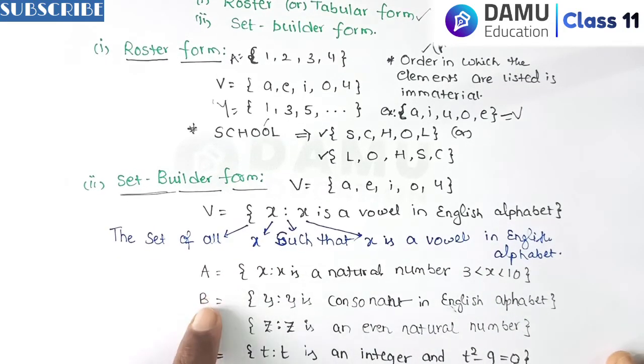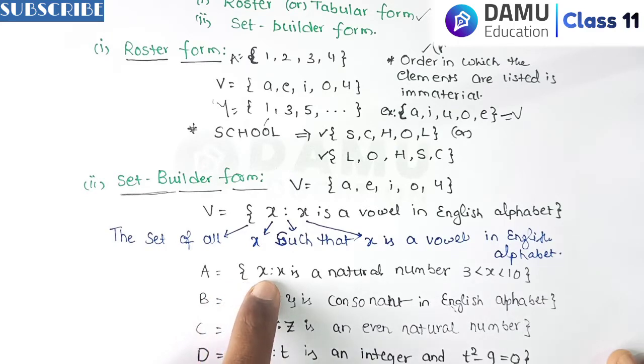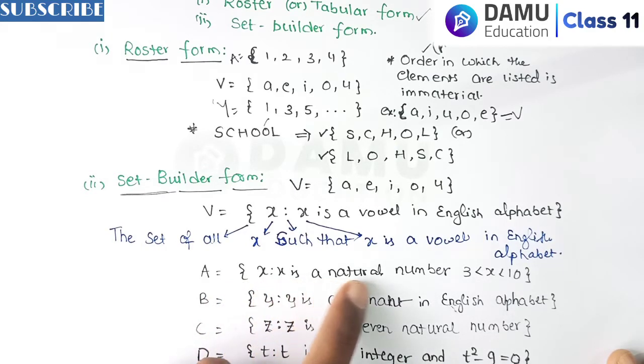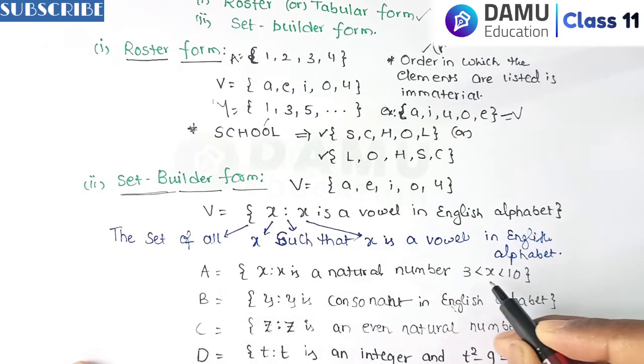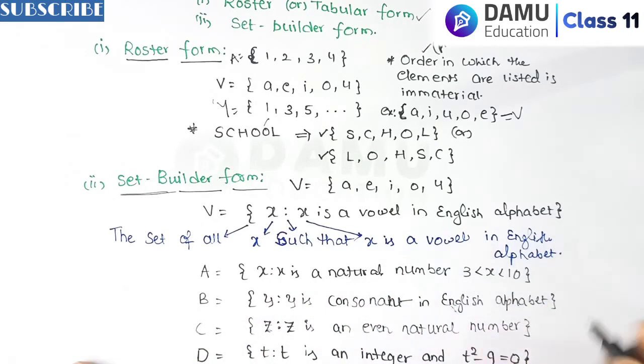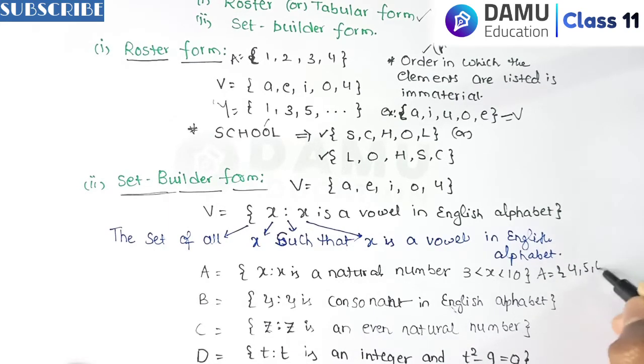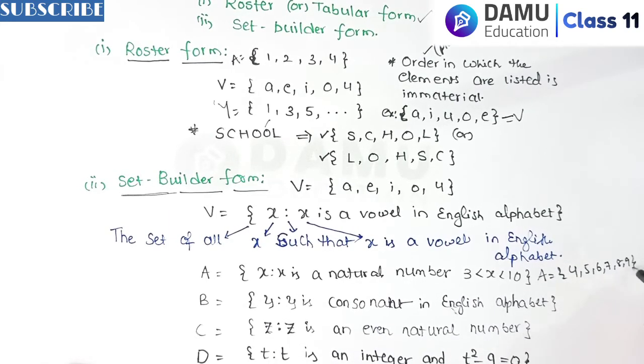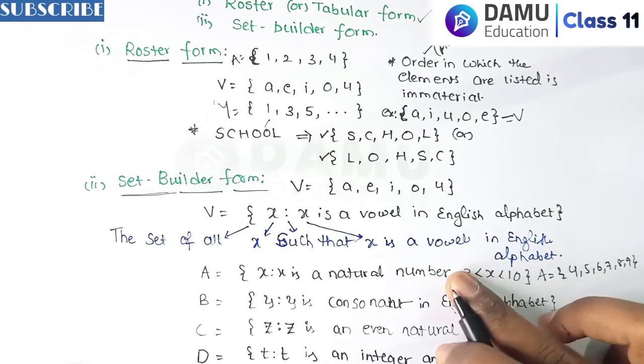Then A. So here A is there. I open: the set of all x such that x is a natural number. But x is, you can write a comma also. That is a roster form we will write here. So natural numbers greater than 4: 5, 6, 7, 8, 9. So this is the set for this.